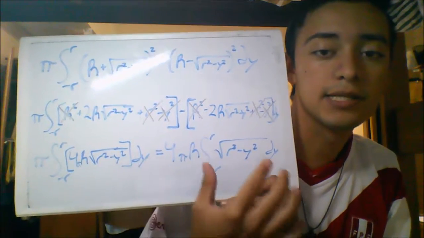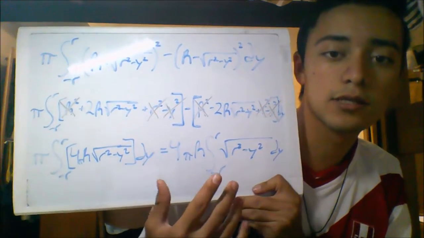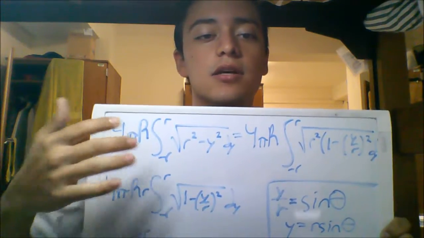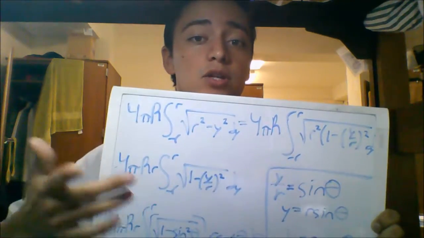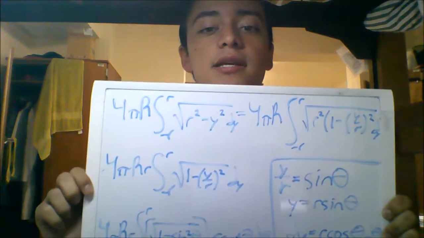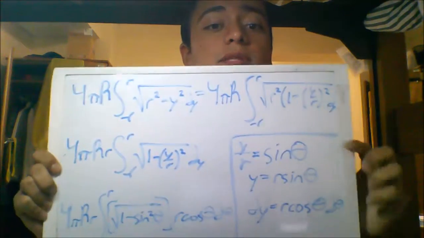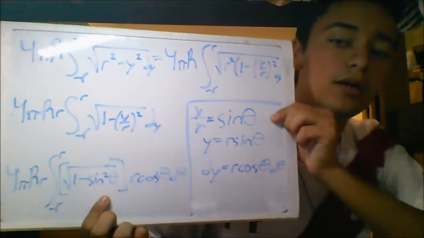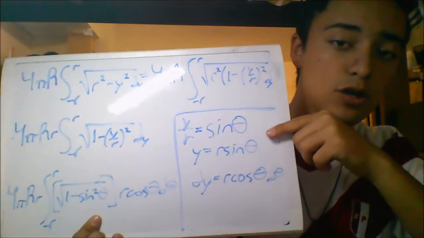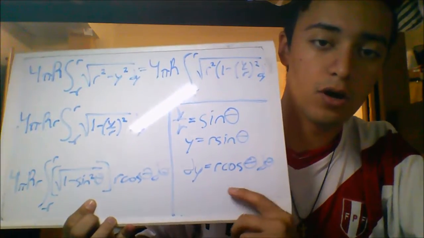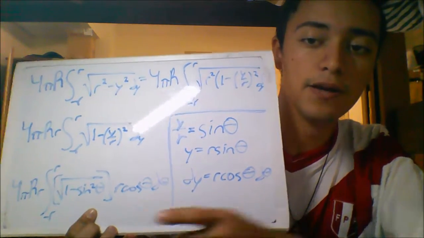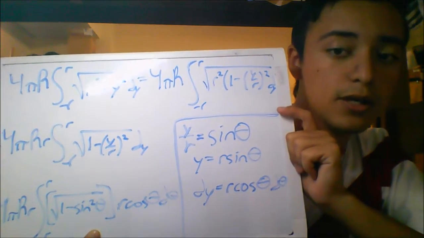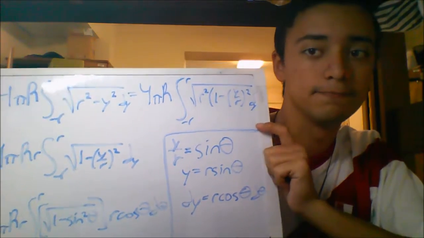Then we can take out the 4 pi r because those are constants, so we can just integrate this equation. Now in order to integrate this, we can see that when we break it down, we can do trig substitution. In this case, we are going to be substituting with sine theta. So we see that y over r is equal to sine theta, so we'll be plugging that into the radical here. And then when we solve for y and differentiate it, we can plug in r cosine theta d theta for dy. Then we continue integrating through trig substitution, and then eventually use u substitution if needed.